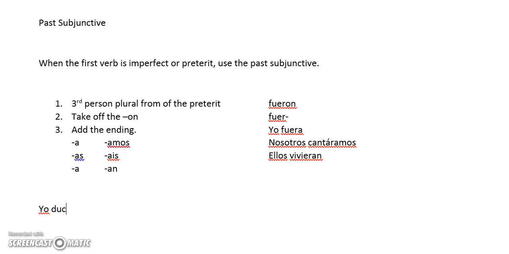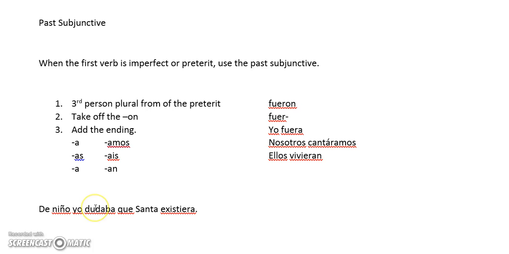For example, you could say, yo de niño, as a child, yo dudaba que Santa existiera. So, as a child, I doubted, so that's in the imperfect, so the next thing I say is going to have to be subjunctive. It's subjunctive because there's two subjects, there's two verbs, there's a clause, and that verb is expressing doubt. All of those things mean the next verb's going to have to be subjunctive.